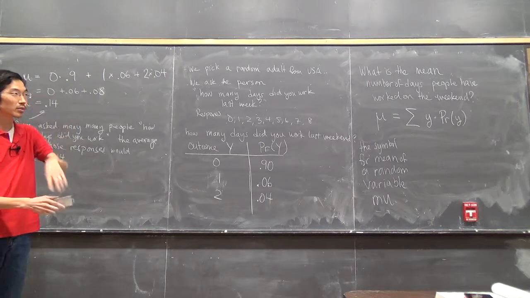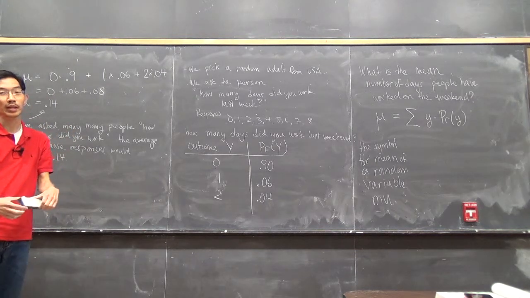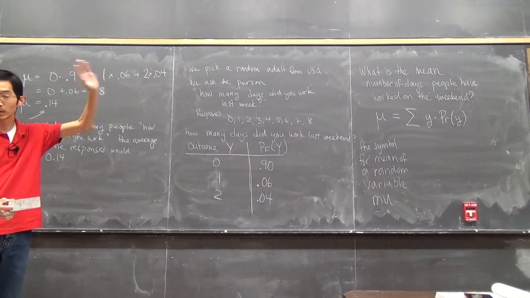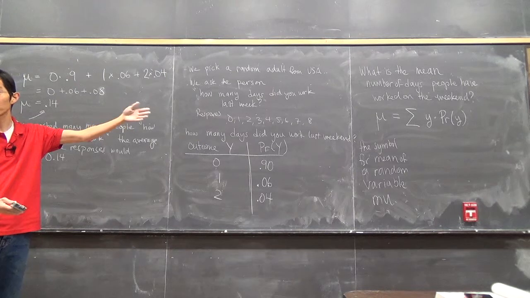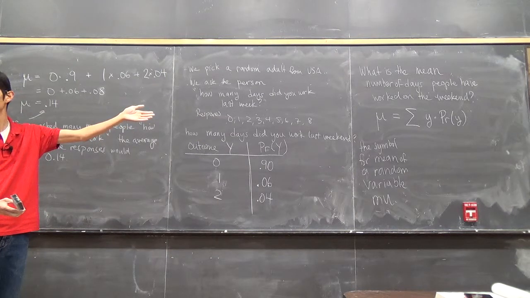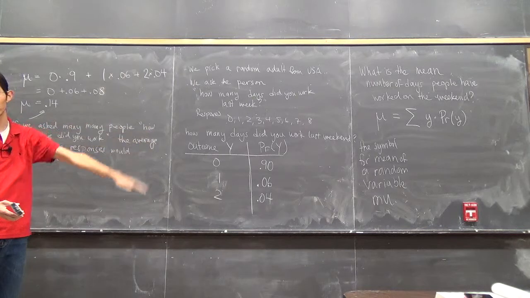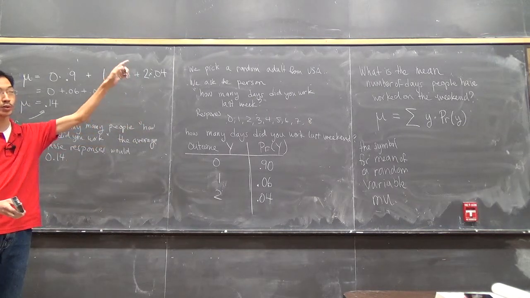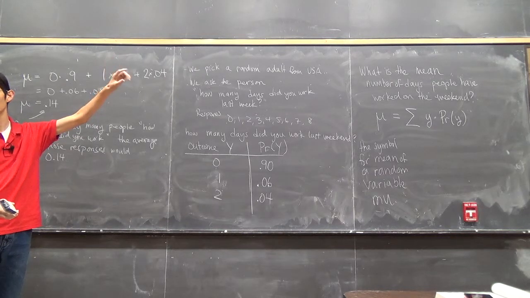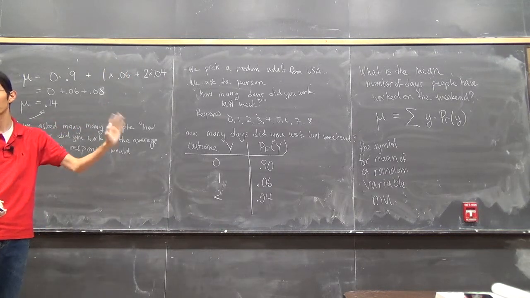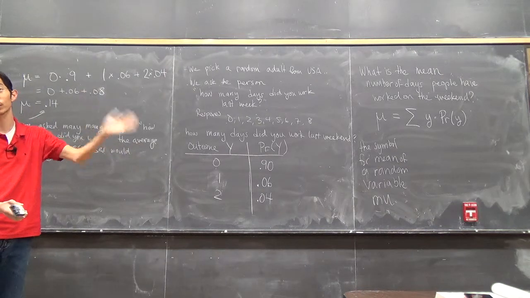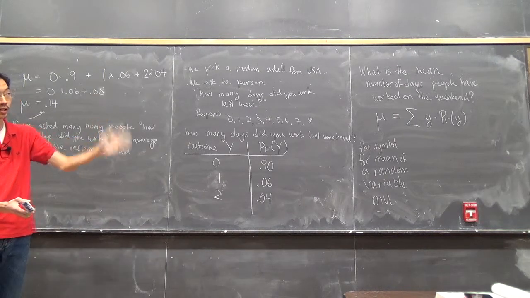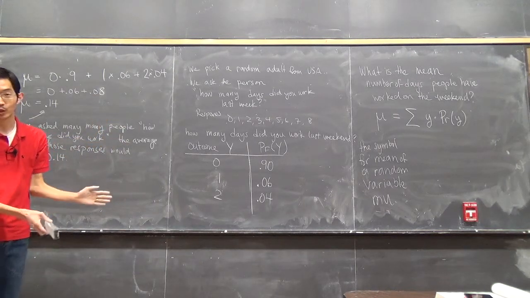So what would a data table look like? If I asked 300 people, how many days did you work last weekend, what would my data table look like? I would have 300 rows, one for every single person I asked, and then each person would say 0, 1, or 2. I would have a whole bunch of zeros, some ones, and some twos after asking 300 people. And so in that case, my data table has 300 entries.